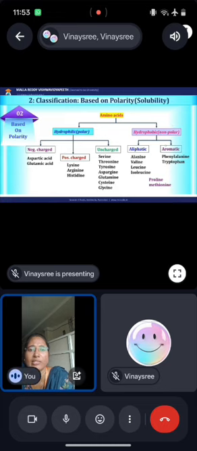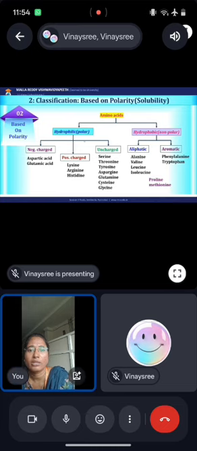Coming to the second classification, that is classification based on polarity or the solubility. There are two types of amino acids, hydrophilic amino acids and hydrophobic amino acids, which are polar and non-polar. Coming to the first one, the hydrophilic polar, there are negative charged, uncharged and positive charged amino acids. Three types will be there.